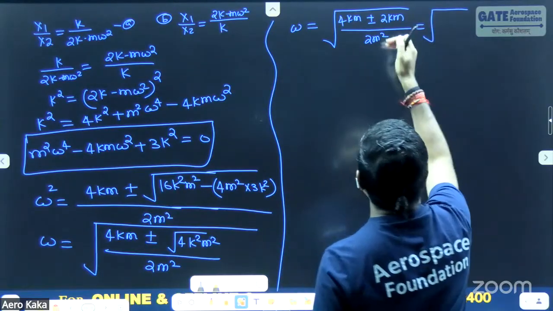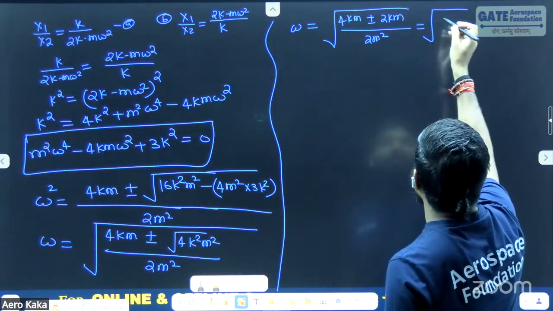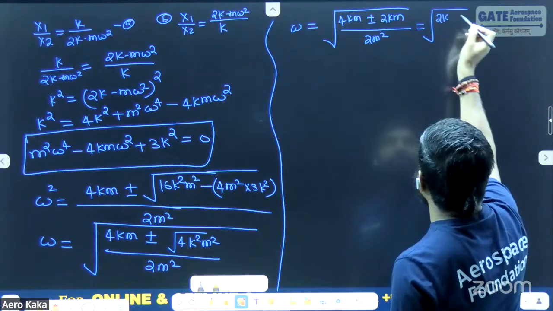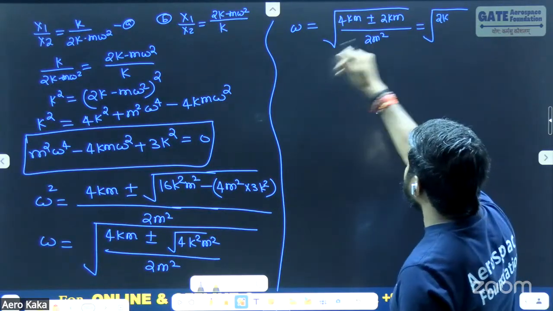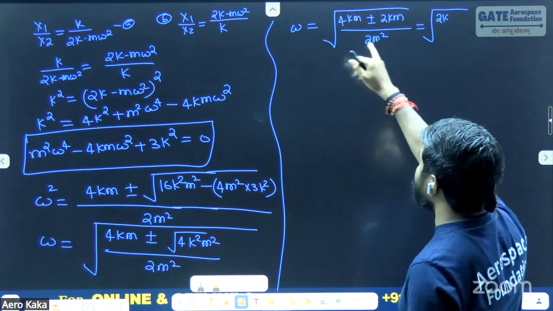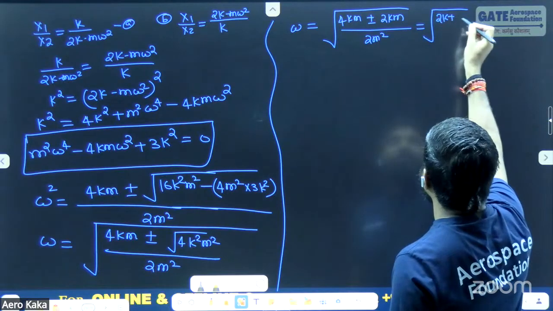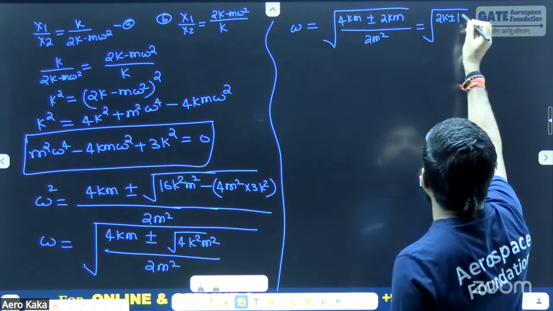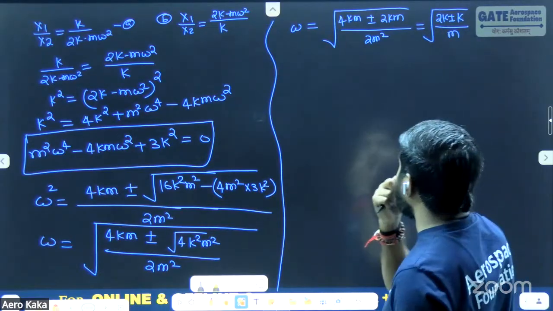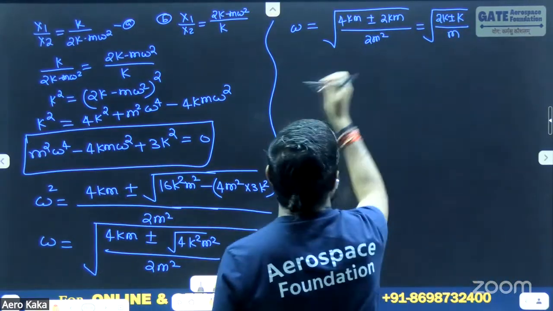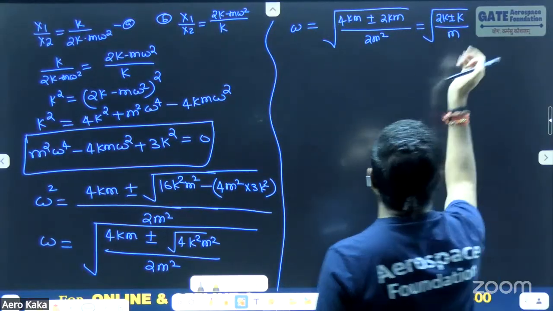Done? So from here I can write omega is equal to root of 4km plus minus how much? 2km, right? Divided by 2m square. So if I want to simplify it further, what can I write? See, take 2m common in the numerator and cancel out because it's 2m square. And here it is going to be 2k plus minus k, divided by m. You will get this expression.